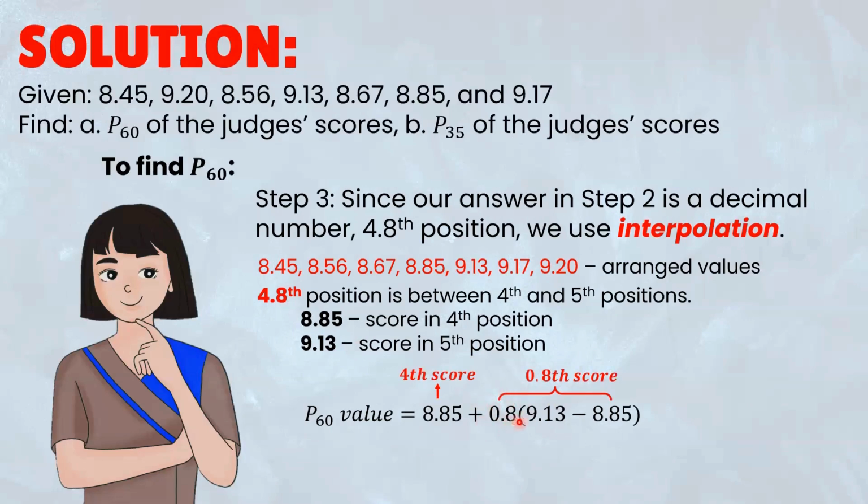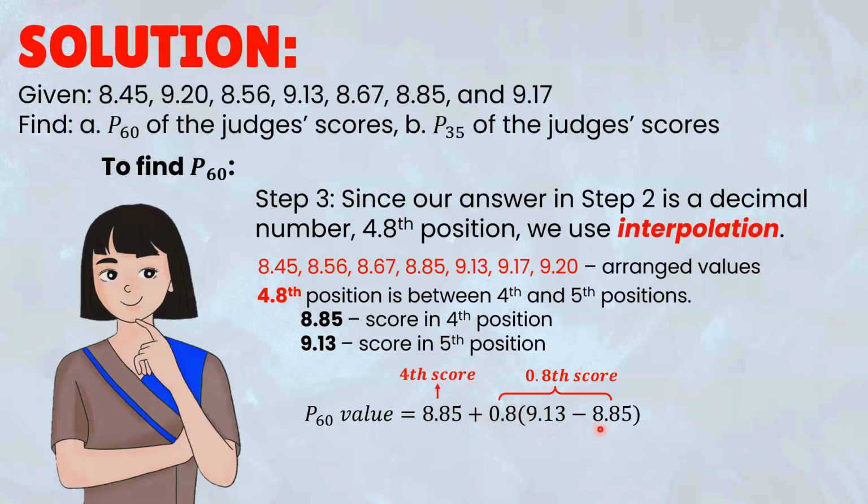Where did we get 0.8? 0.8 came from the decimal part of our answer in step 2. So our answer is 2.8, the decimal part is 0.8, and we use that to get the 0.8 score.